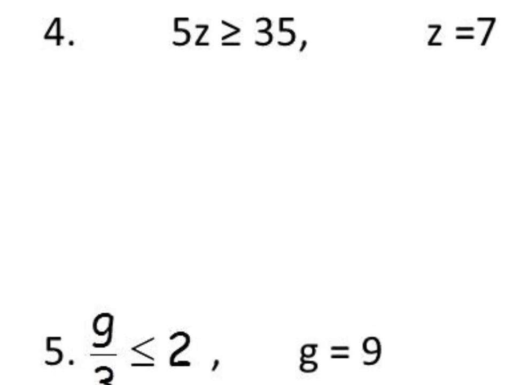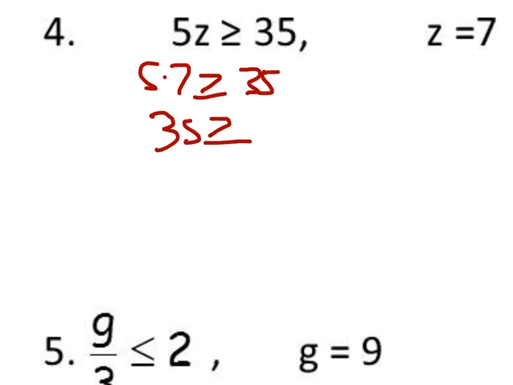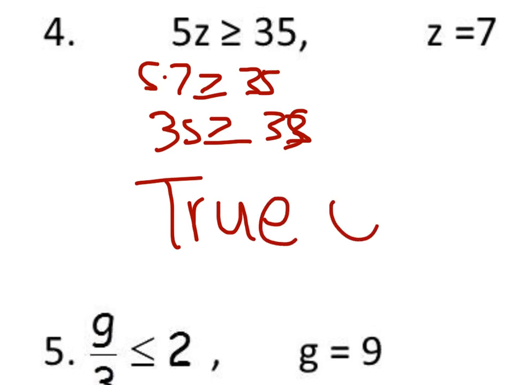Okay, so 5 times 7 is 35, so 35 is greater than or, oops, that's 5, sorry, greater than or equal to 35, so it's true. Bam. I got that too. Excellent work. Let me finish that for you. That's better. Jess?